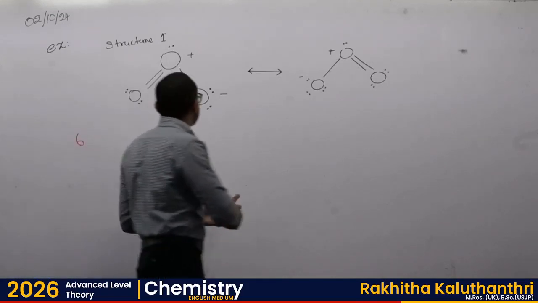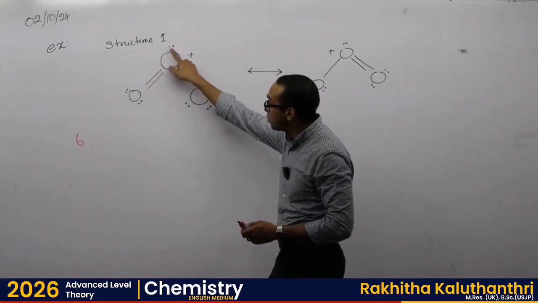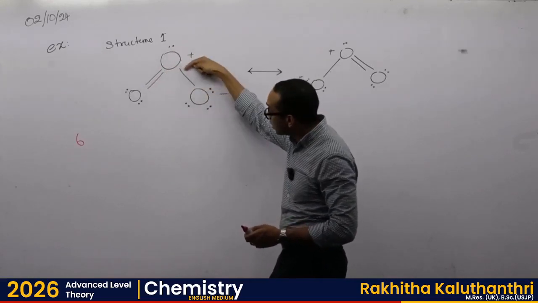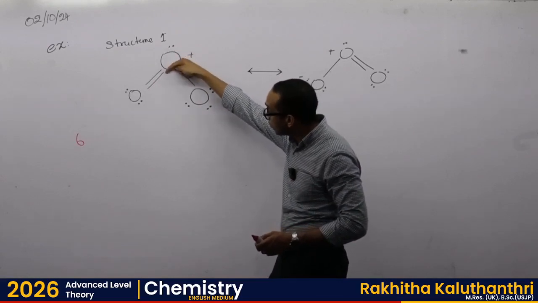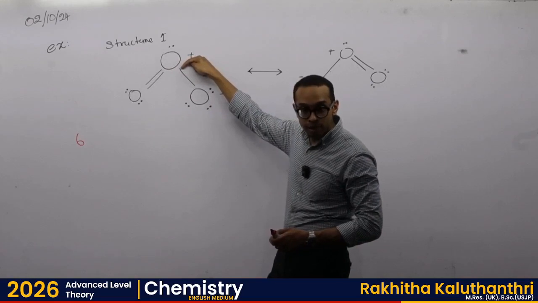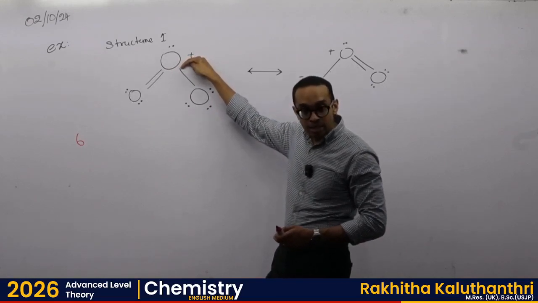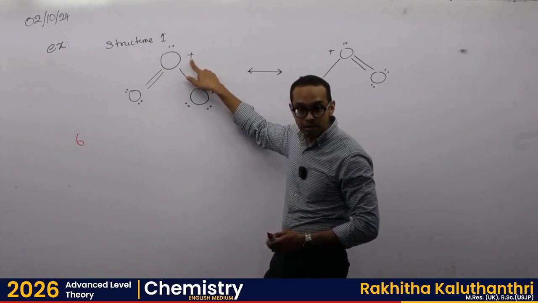Now if you go to this oxygen in the center, you have 1, 2, right? Each of these bonds contains one electron of that central oxygen. 1, 2, 3, 4, 5. It is missing one electron from the valence electron number. Is that clear? So therefore this has a positive sign.